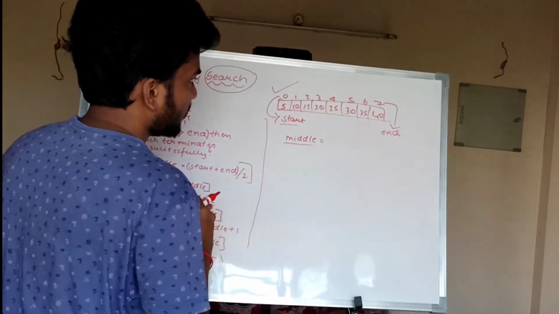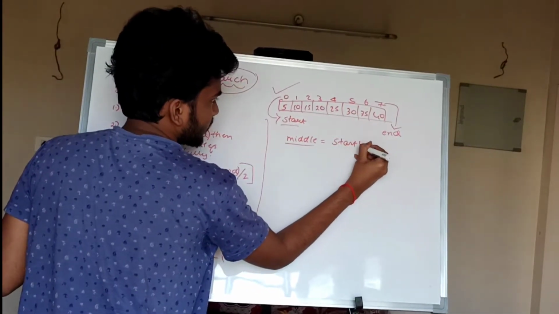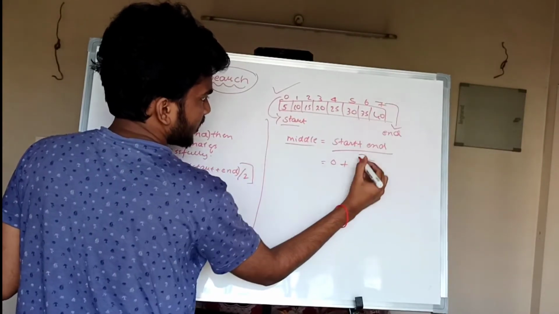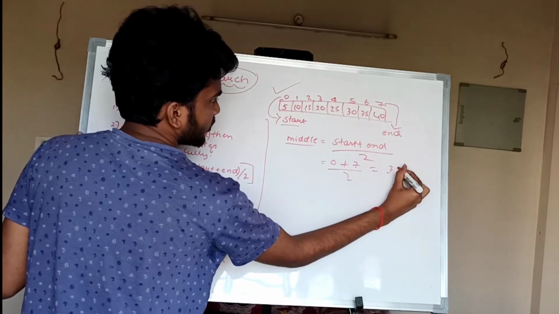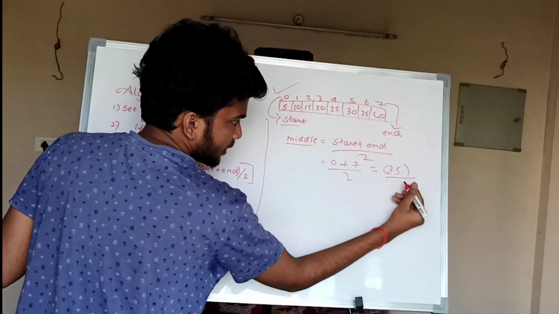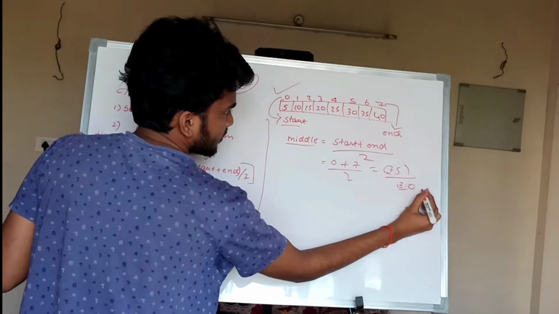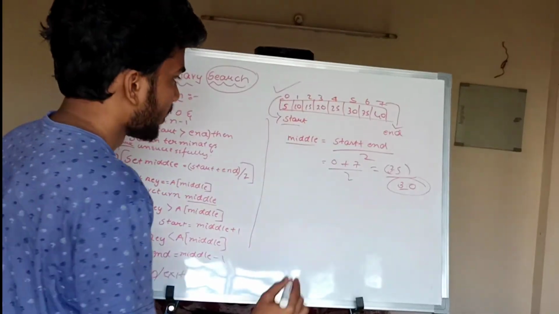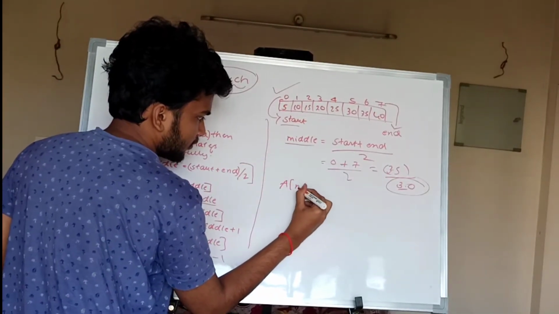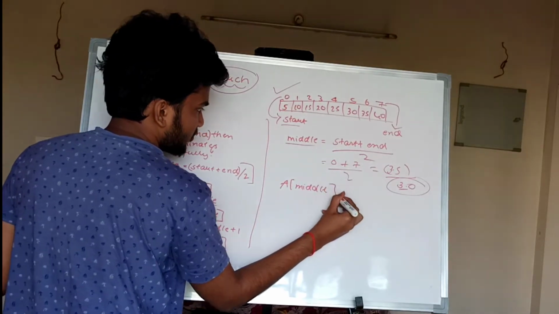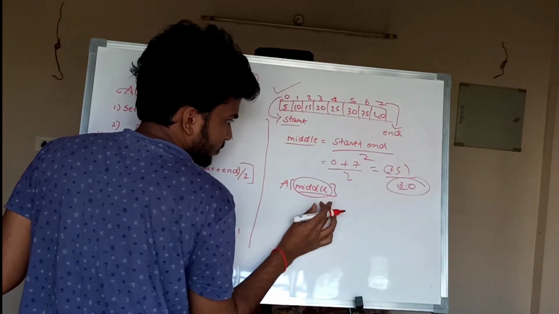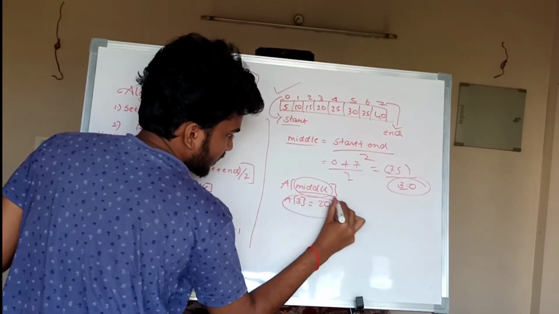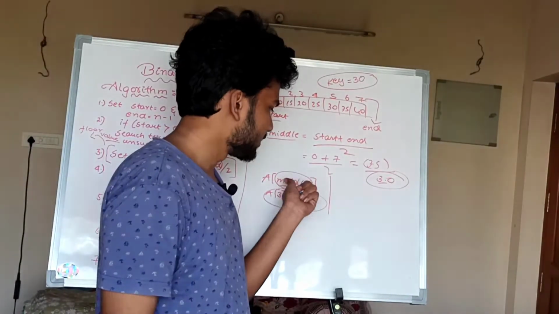Now middle is equal to (start plus end) by 2. What is the start value? 0, plus end value 7, by 2, that is equal to 3.5. When we apply the floor function to 3.5, we get 3. So 3 here is the index number we got. Now what is a of middle? Middle is equal to 3, so a of 3 is equal to 20. We got the middle element value as 20.